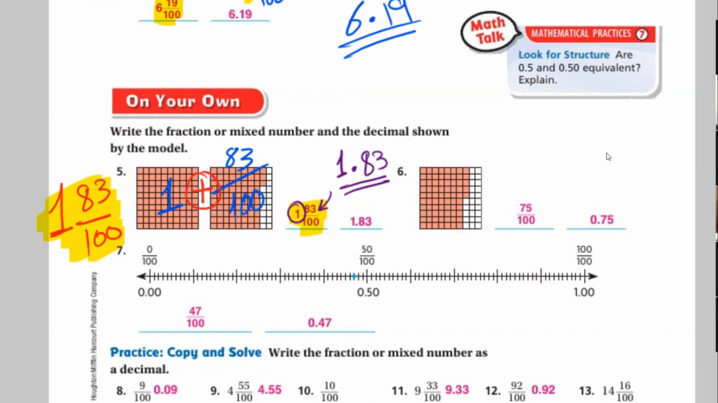So it will be how many completed columns here? We have 1, 2, 3, 4, 5, 6, 7, right? We have 7 completed. So it will be 7. And how many squares in the incomplete one? 1, 2, 3, 4, 5. So 5 squares. So it will be 75 over 100, as you see here, right? Right.